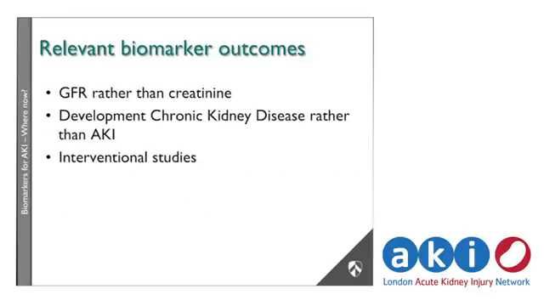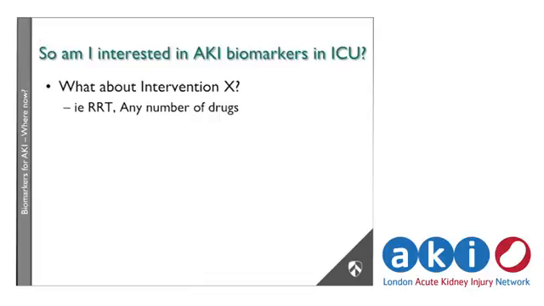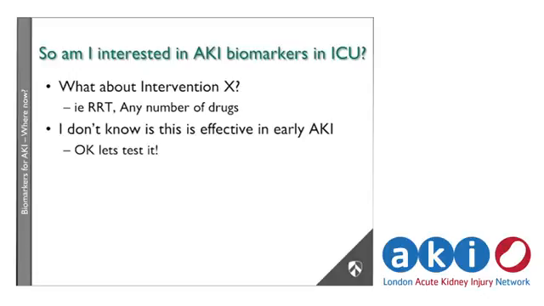And you need to think then about what your outcomes are going to be. And they probably shouldn't just be seeing whether they have a change in their creatinine. You maybe need to measure GFR formally, or chronic kidney disease, or couple biomarkers to an interventional study and see if it improves the outcome. So you need to think about what intervention you might use. You don't know if that's effective in early AKI. So you've got this problem where you've got an intervention that's unproven and a biomarker that's unproven. You're not going to be able to prove the intervention without a better biomarker to drive it. You can't prove the biomarker because you don't have a suitable outcome.